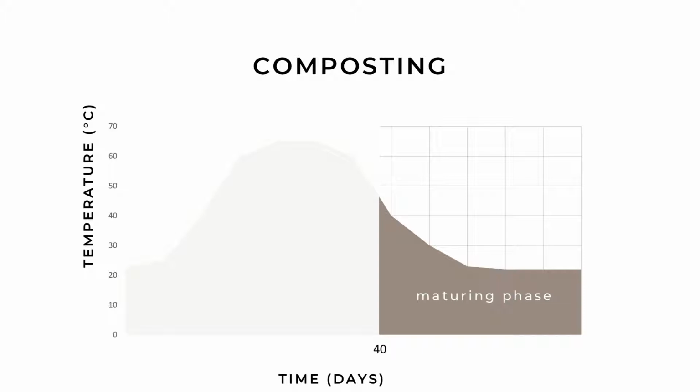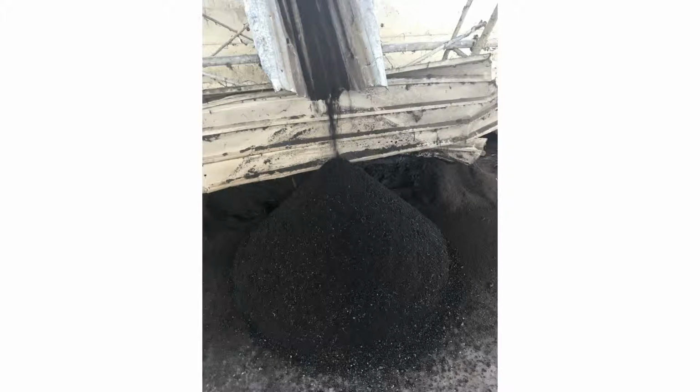At this point, you can take the fresh compost from the box or the windrows and transfer it to a maturing area with bigger piles. During about 3 weeks, the microorganisms will break down more complex organic materials until the compost reaches ambient temperature and has a dark brown color and an earthy smell.